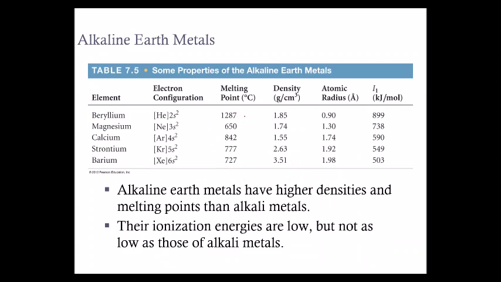Alkaline earth metals, same kind of deal. Melting point goes down, density increases, atomic radius increases, and the ionization energy goes down. Same idea here, just comparison. They have higher densities and higher melting points than alkali metals. Their ionization energies are still low, but alkali metals are lower because they're only losing the one valence electron.